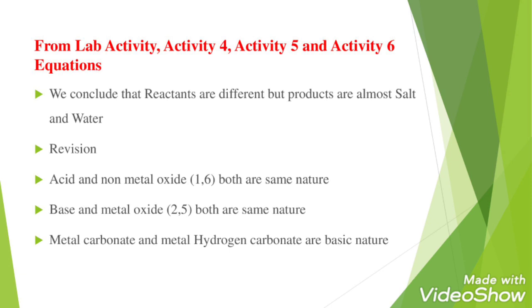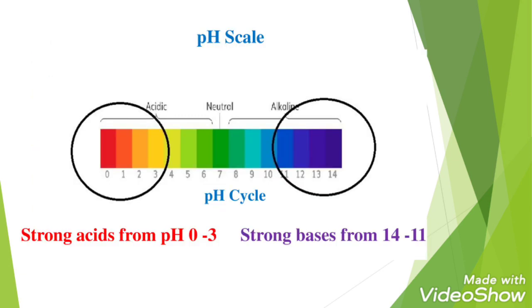Next one, acid and non-metal oxide, activity 4 and 6 are both of the same nature, that student can find easily. Next one, base and metal oxide are both of the same nature. Last point, metal carbonate and metal hydrogen carbonates are also bases.